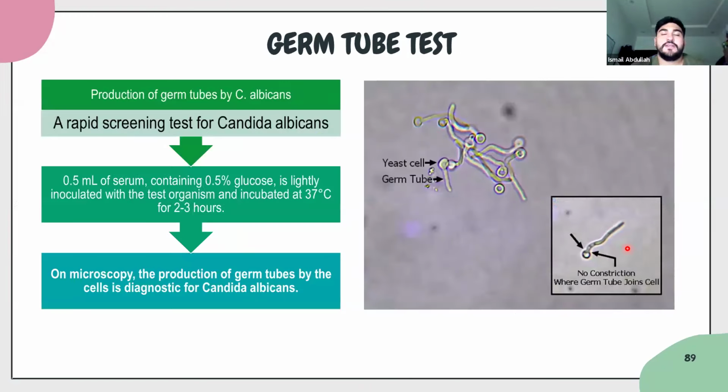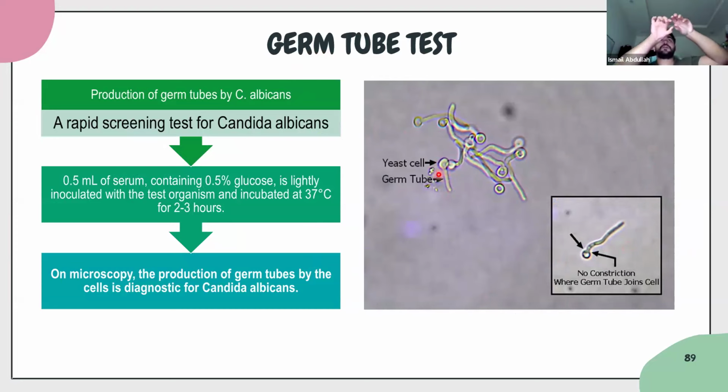But this slide was very much ignored in the past years until last year when they brought a question from this slide. So we have this thing called the germ tube test. The germ tube test is basically a rapid screening test for Candida albicans. You will see these Candida cells forming germ tubes.